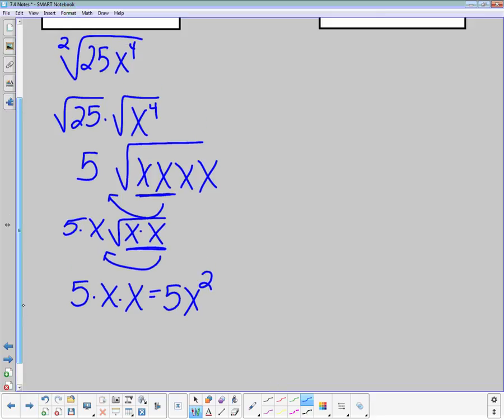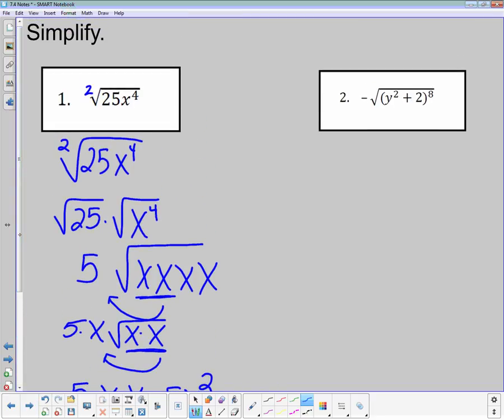All right, so if we move on to our next example, also remember you can always pause the video if you need more time to write or to work on the problem or look at something. So if we look at number 2, we have the negative square root of y squared plus 2 to the 8th power. Once again, notice there's no index mentioned, so we know that that's a 2.